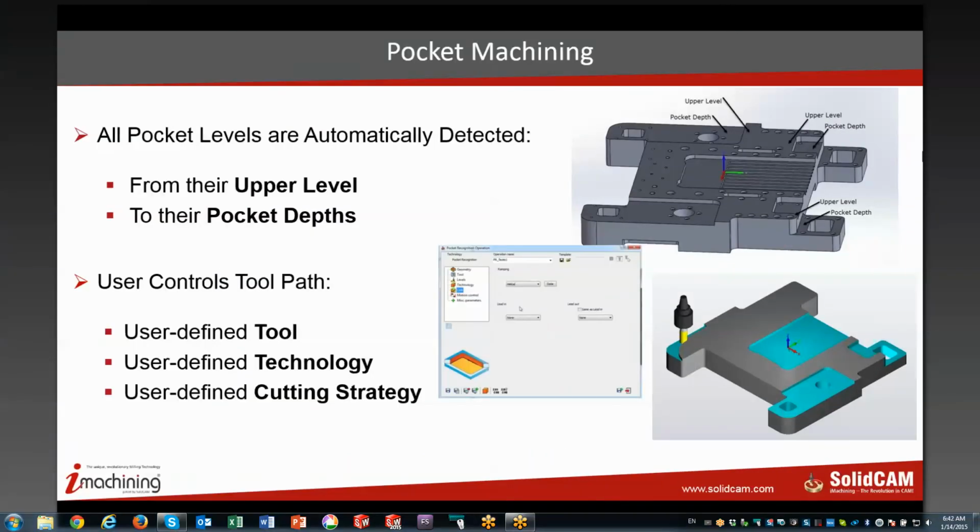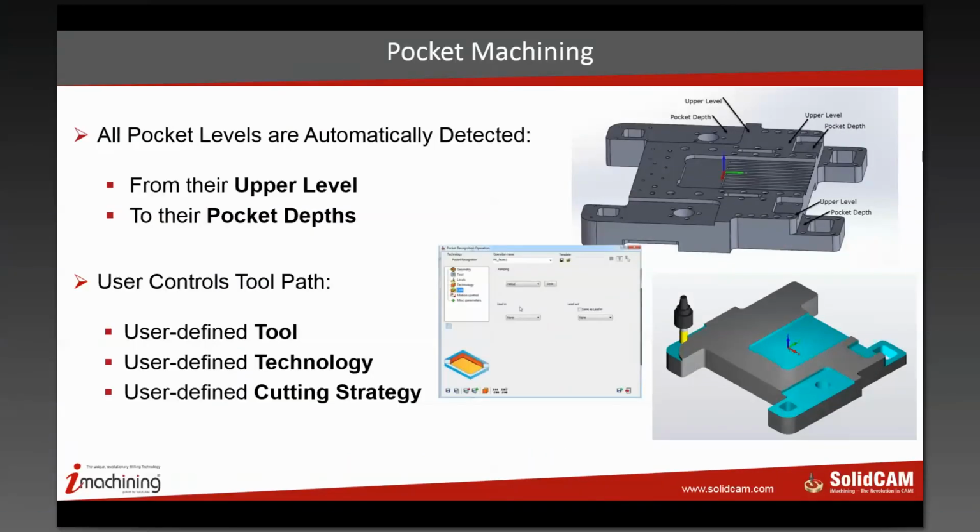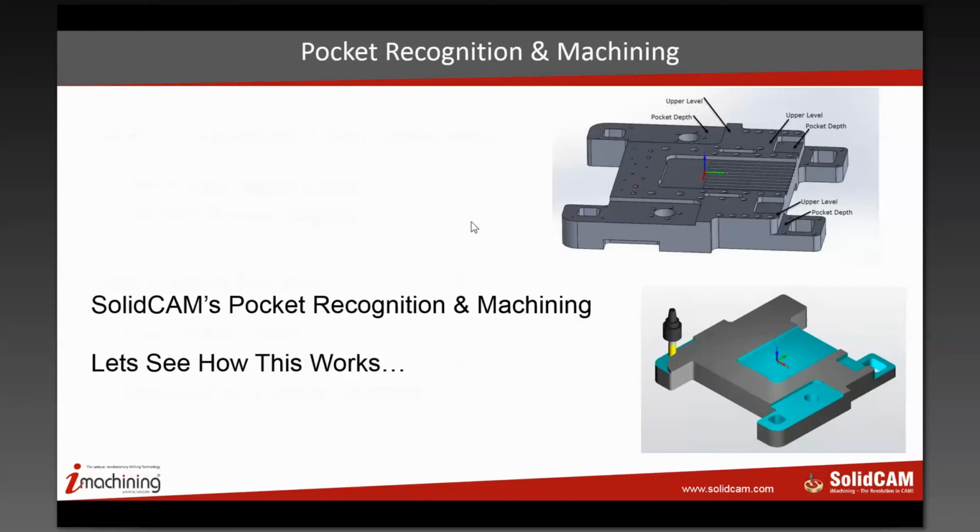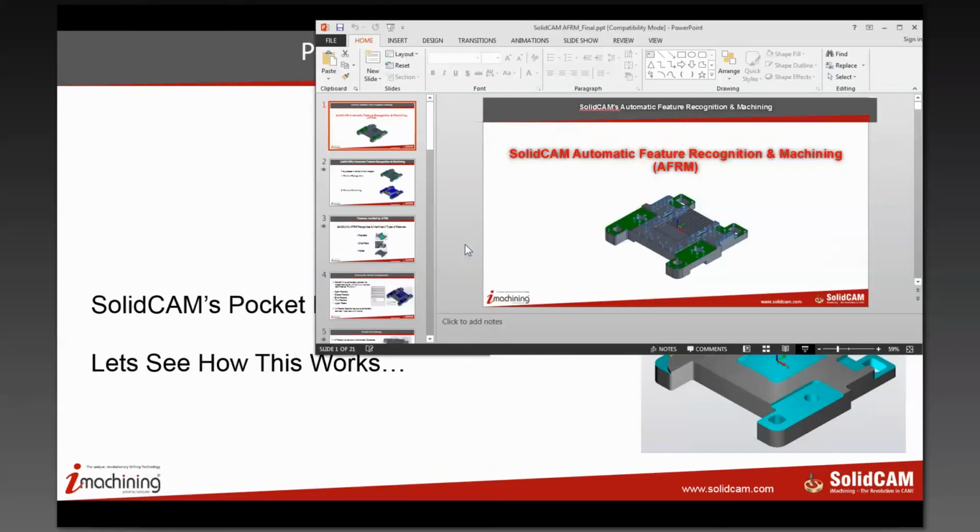Okay, so two things that we're going to automatically capture in all of pocket recognition are the upper and lower levels of all the floors. So we kind of take that away from you. You don't have to go into the levels and set those things right away. But we're going to keep control over the definition of the tool. We're going to maintain control over the technology that you define to use in here, and of course the cutting strategies that you use. So let's take a look at how this works in the system.